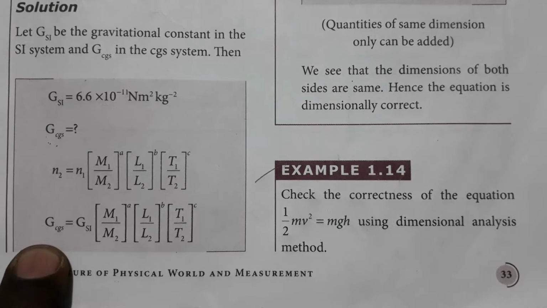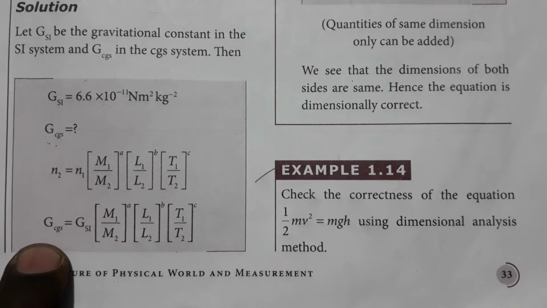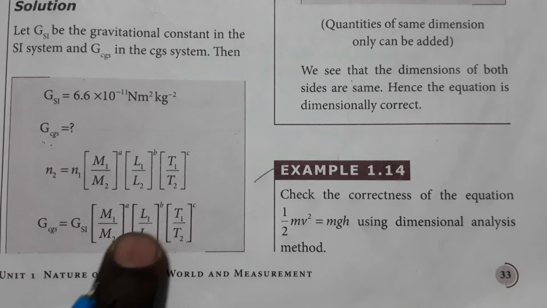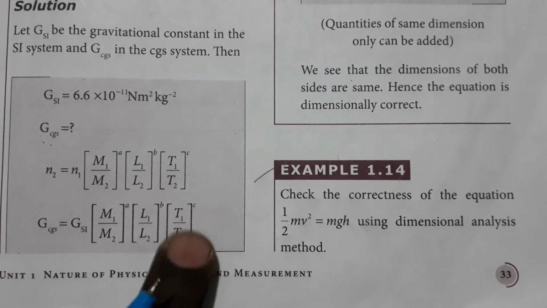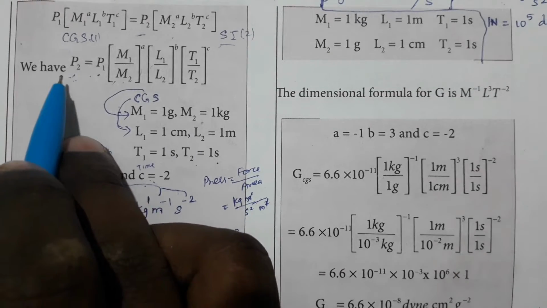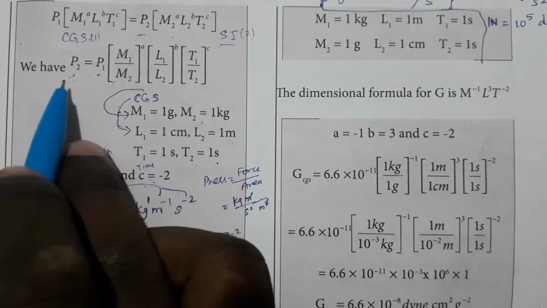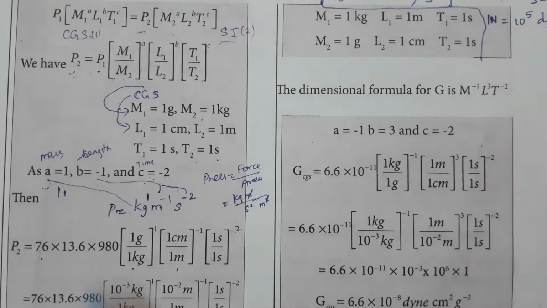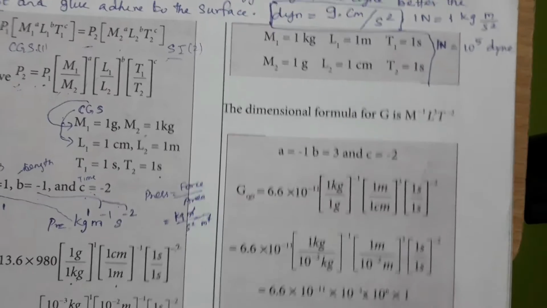Now see the formula here. For the CGS units, G_CGS is equal to G_SI into (M1 by M2) to the power a, (L1 by L2) to the power b, (T1 by T2) to the power c. It is just similar to what we have done here. Instead of P1 and P2 they have put G_CGS, and instead of P1 they have put G_SI units. All this formula remains the same.